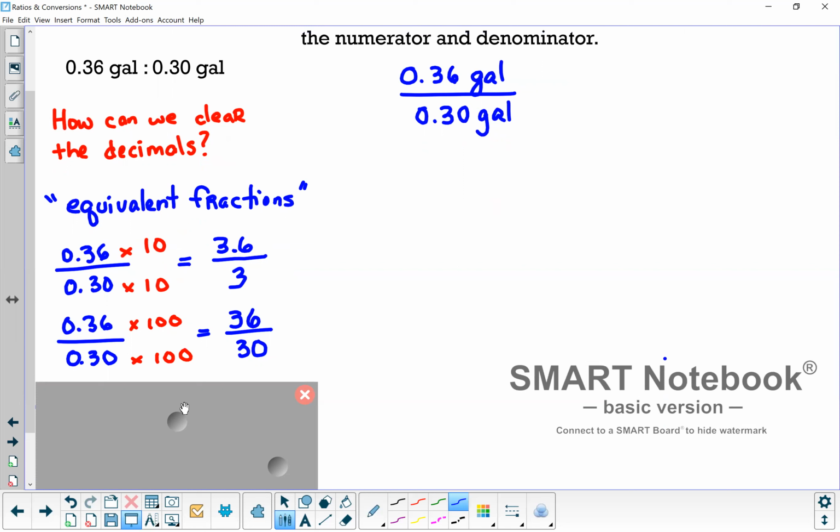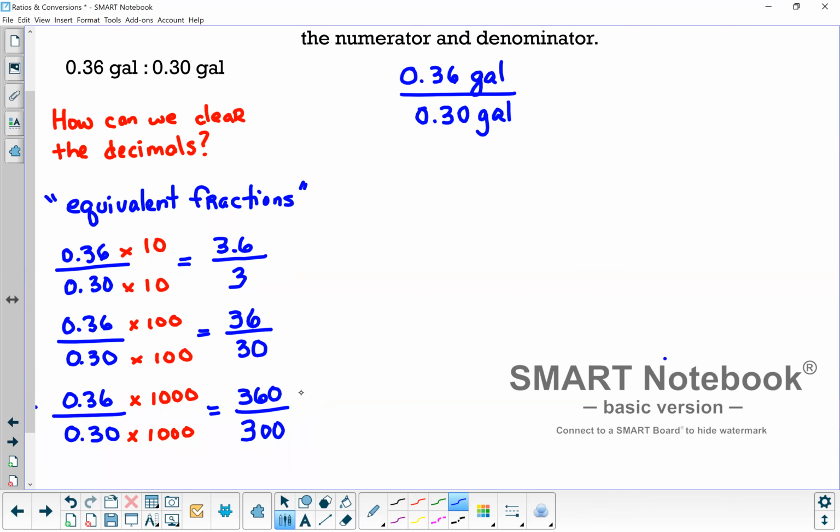What if we multiplied the numerator and denominator by 1,000? So the numerator multiplied by 1,000 is 360. The denominator multiplied by 1,000 is 300. So again, we have another equivalent fraction where we have whole numbers in the numerator and denominator. But personally, I'm going to go ahead and go with the second option, which is 36 gallons over 30 gallons, because I prefer working with the smaller whole numbers.